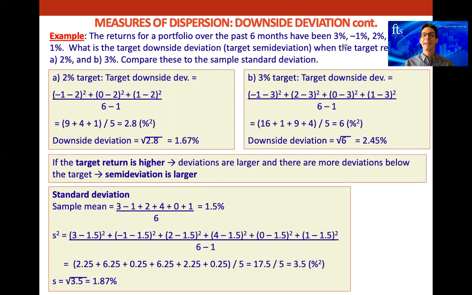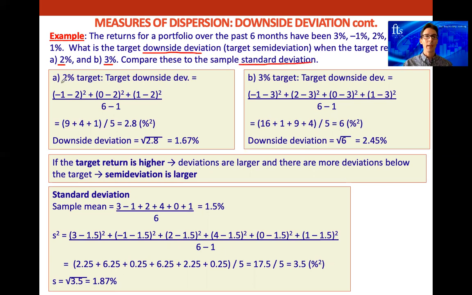So the returns over the past 6 months have been 3, -1, 2, 4, 0, and 1%. They want us to work out the target downside deviation, or the target semi-deviation, when the target return is, first, 2%, and then after that, a target of 3%. Then they want us to compare these to our sample standard deviation. So let's get going then.